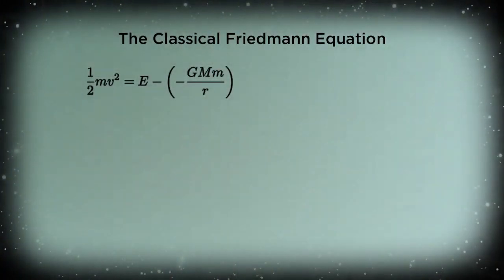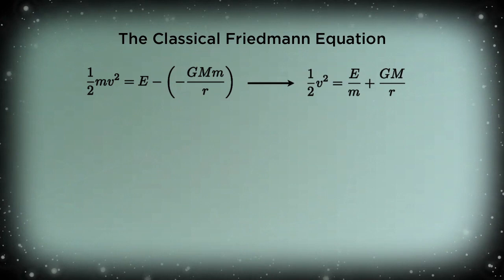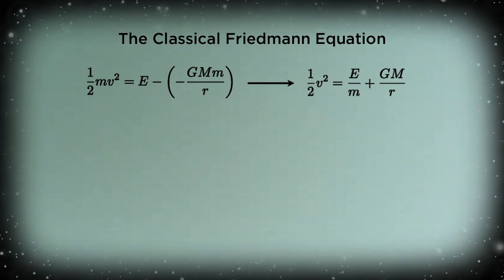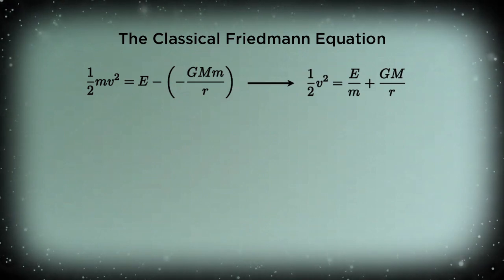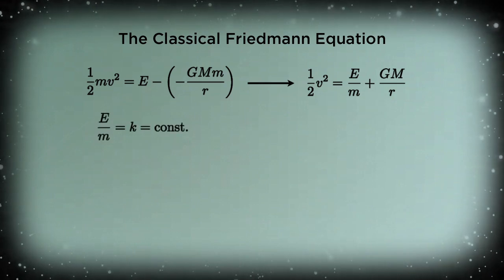There is a problem, though. On scales of gigaparsecs, we need to describe the universe with general relativity, not classical mechanics. To prepare for general relativity, we're going to dress up the energy equation in different clothing. First, let's divide through by little m, converting everything to units of energy per unit mass. And since E over m is a constant, let's just call it k.